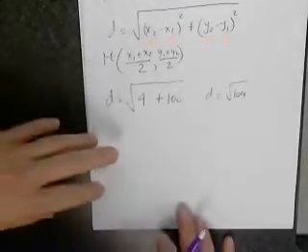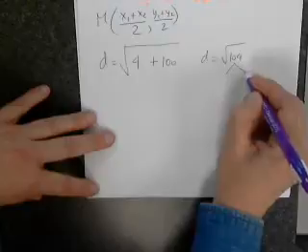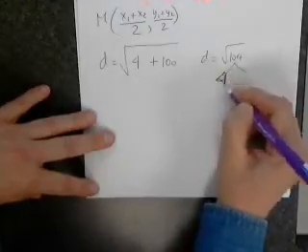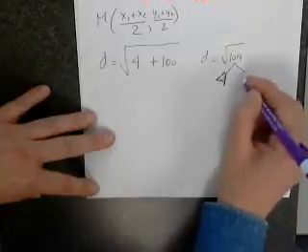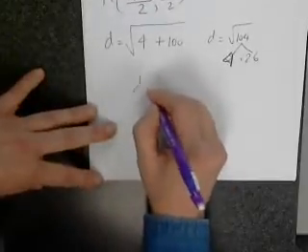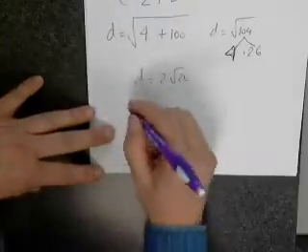If I'm asked to leave it as is, I will. But if I need to simplify it, I will rewrite it as, I'm sorry, not 2, but 4 times 26. So the distance will be 2 times the square root of 26. Now what about the midpoint?